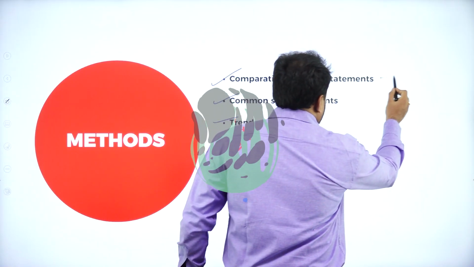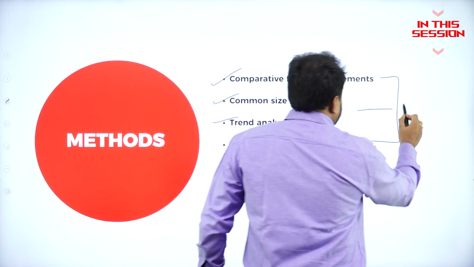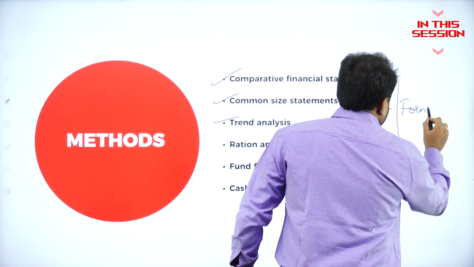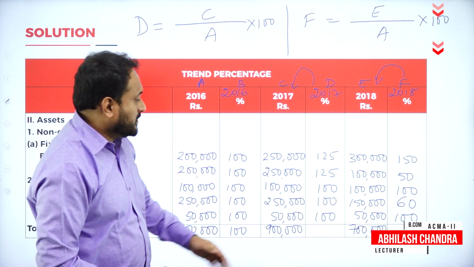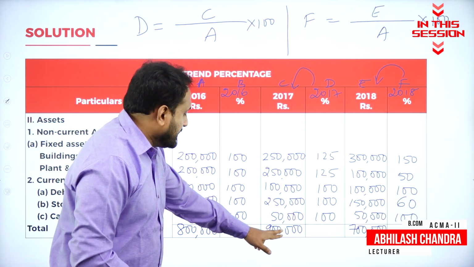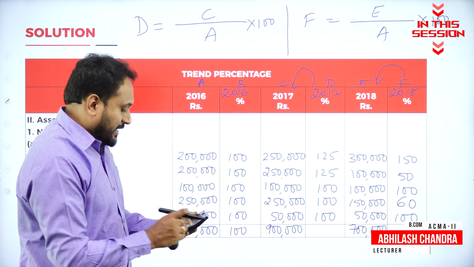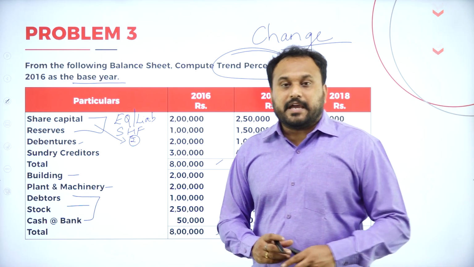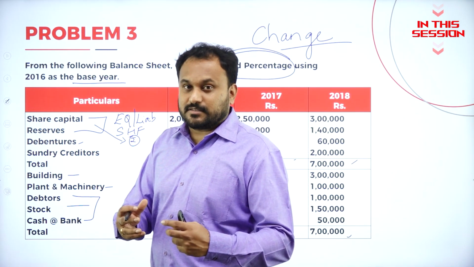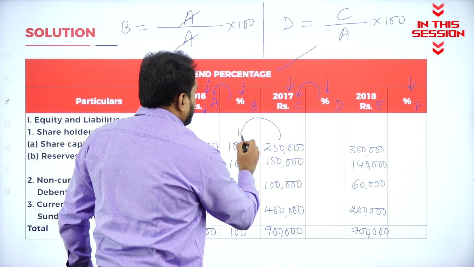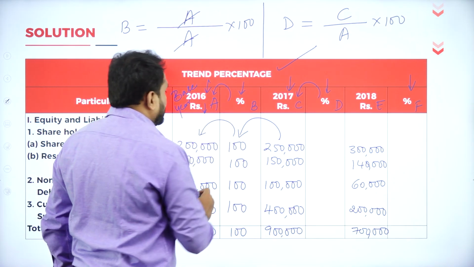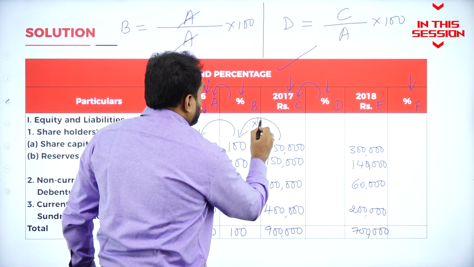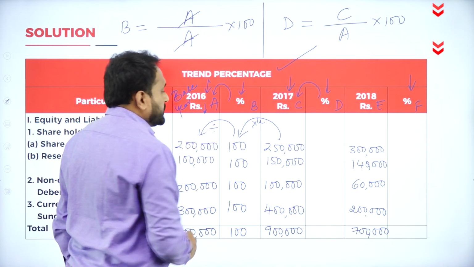What exactly is the common for all these? That is the format. The format is the same. Now how to find out this one: 9 lakh into 100 divided by 8 lakh. Now the last three are what? Debtors, stocks and cash at bank. They're all current assets. 2,50,000 into 100 divided by 2 lakh. Here you will multiply, here you will divide. So that is what you are supposed to do.